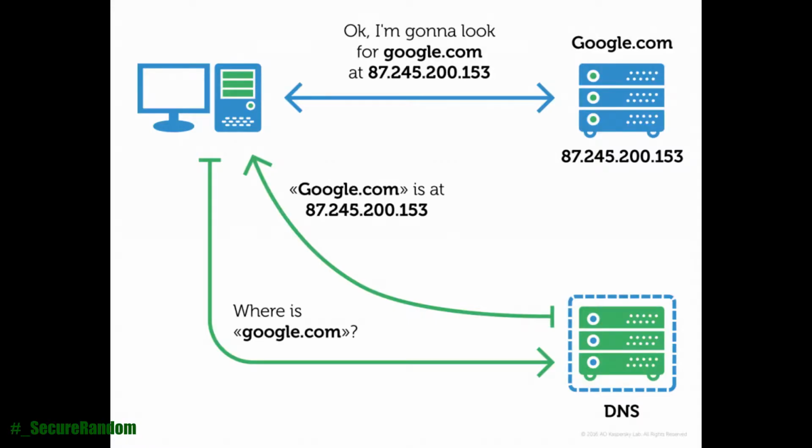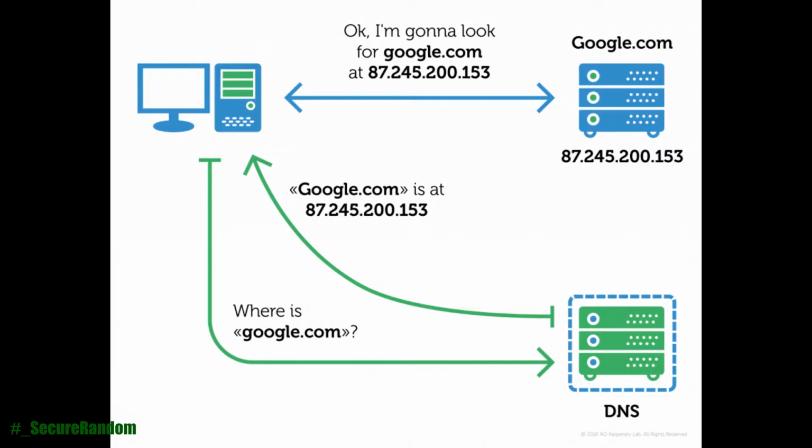Before we get started, we should do a quick overview of what DNS is. In the example provided by Kaspersky Lab, we can see a computer making a web request to google.com. Before the computer can make a web request to google.com, it first needs to resolve google.com into an IP address which the computer can understand.